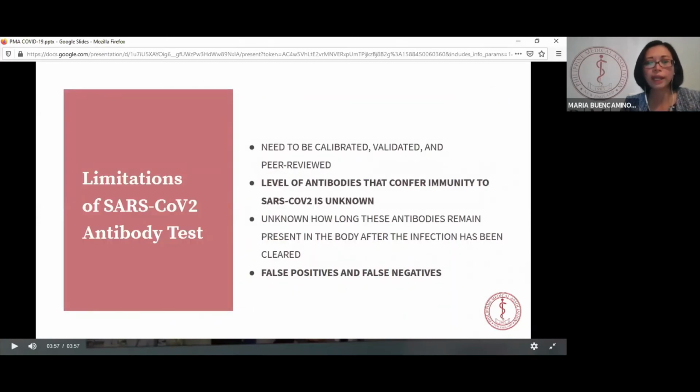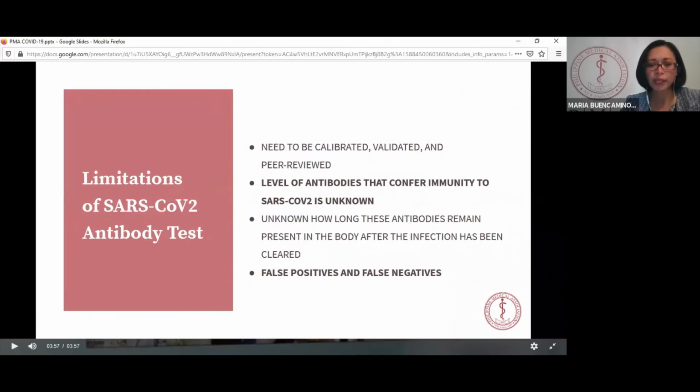So as with any kind of testing, these antibody tests are subject to limitations. First, the test needs to be calibrated, validated, and reviewed by experts. Second, the level of antibodies that confer immunity to SARS-CoV-2 is still unknown. It is also unknown how long these antibodies remain present in the body after the infection has been cleared, and they are also subject to false positives and false negatives.